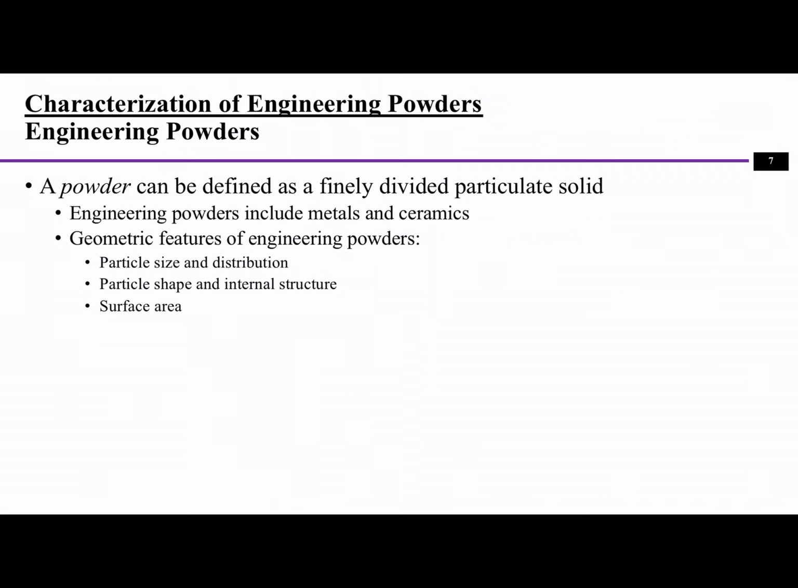If you want to know more about powder metallurgy technology, first we need to understand the powders: how the powders function, or what their characteristics are in manufacturing processes. In powder metallurgy, the engineering powders are usually metals or ceramics, and the geometric features we are looking at are particle size and distribution, and also particle shape and internal structure, as well as surface area.